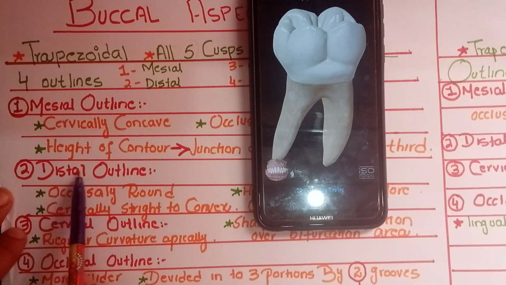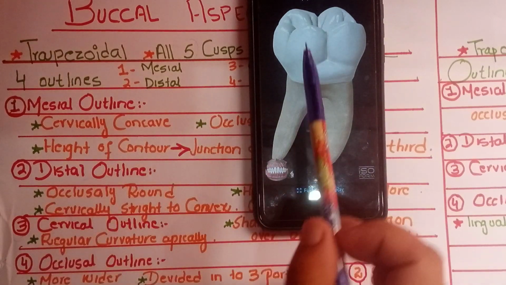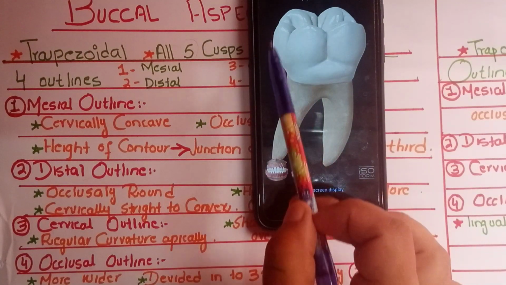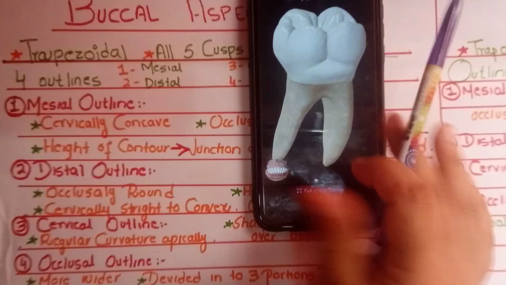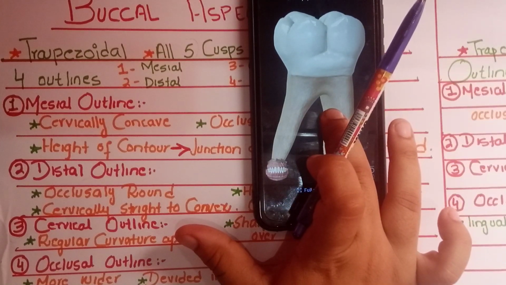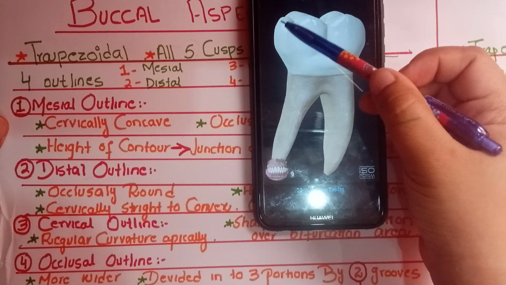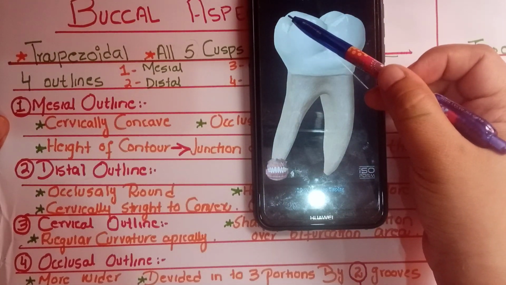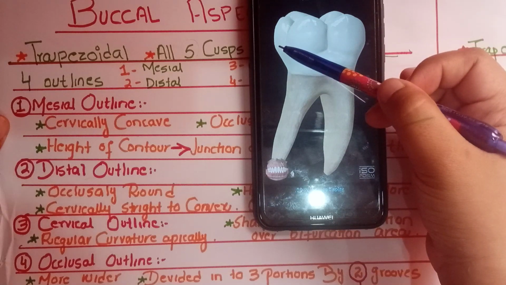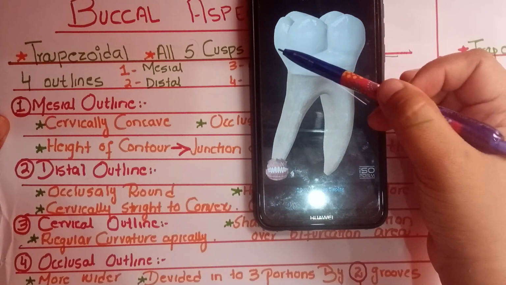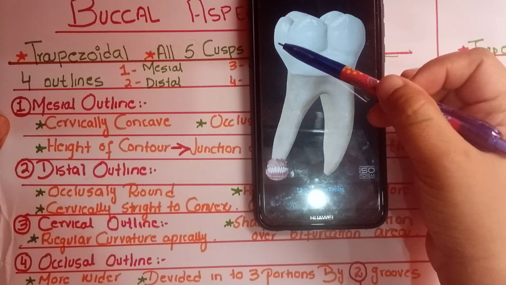Now the second outline is the distal outline. This is the distal outline, and as you can see, distally on the occlusal side it is totally round, and on the cervical aspect it is somewhat straight in shape.